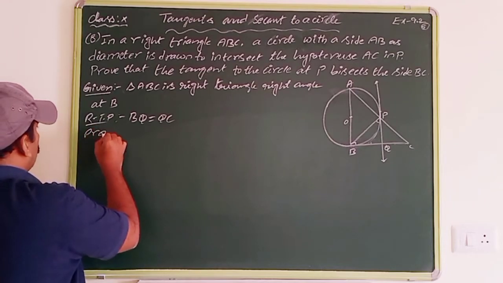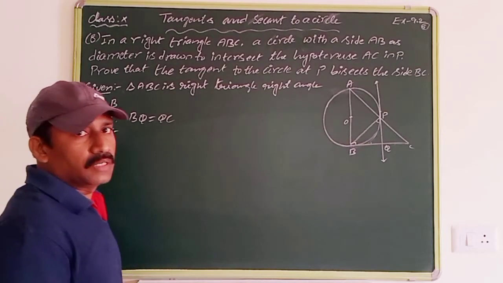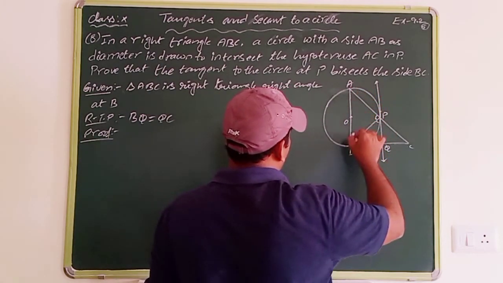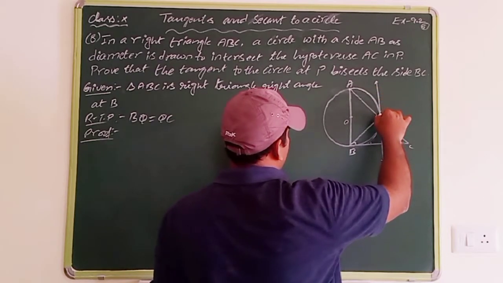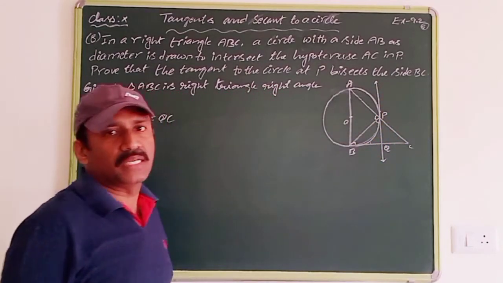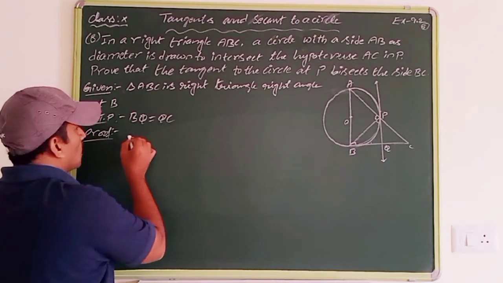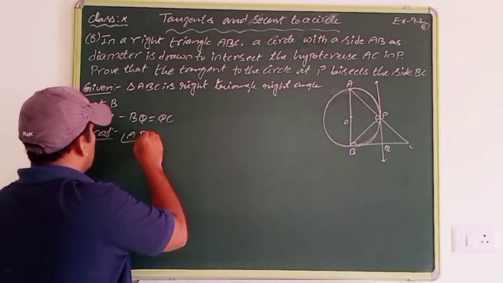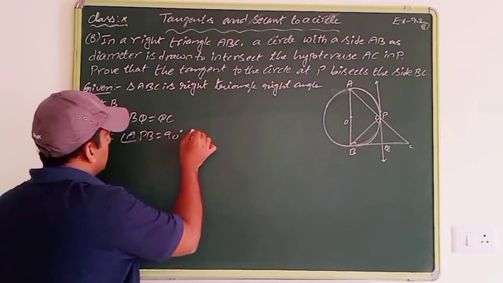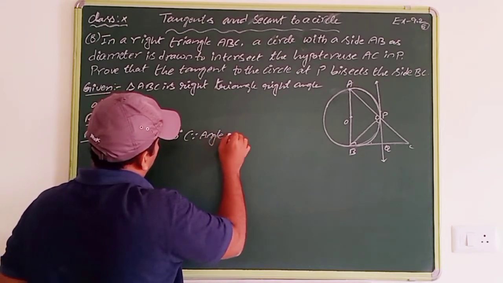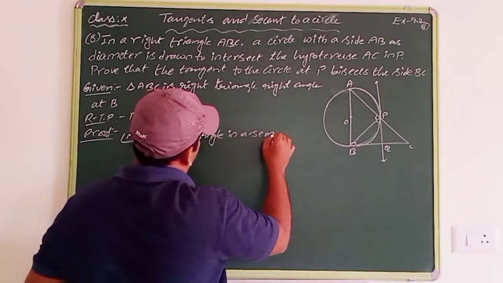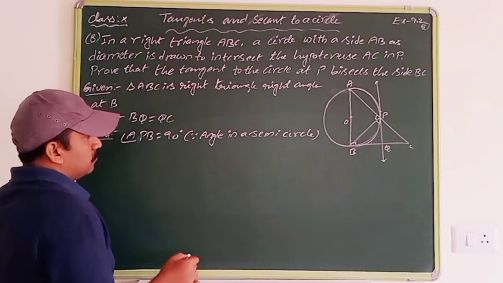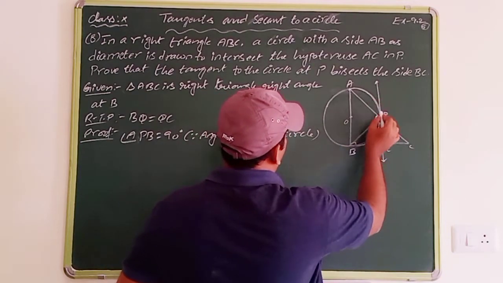Now proof. How can we prove this? Here this angle we have 90 degrees because it's a diameter, meaning this is the semicircle. It's a semicircle now. So angle in a semicircle is a right angle, right? So we can write angle APB equal to 90 degrees. The reason is since angle in a semicircle is a right angle. Next step, if it is 90 degrees, now what about this angle?